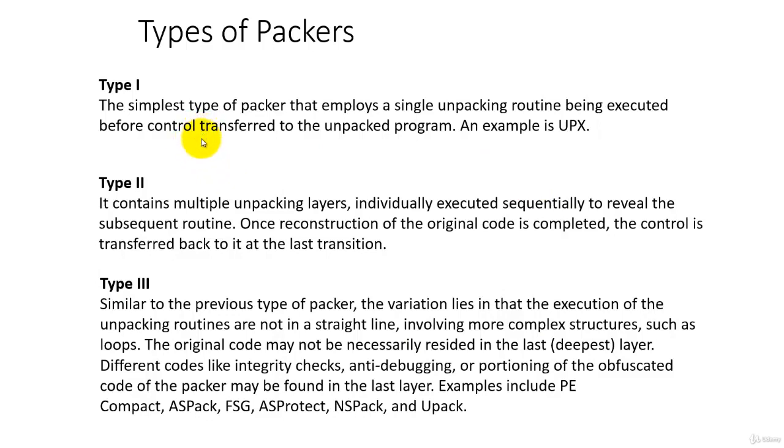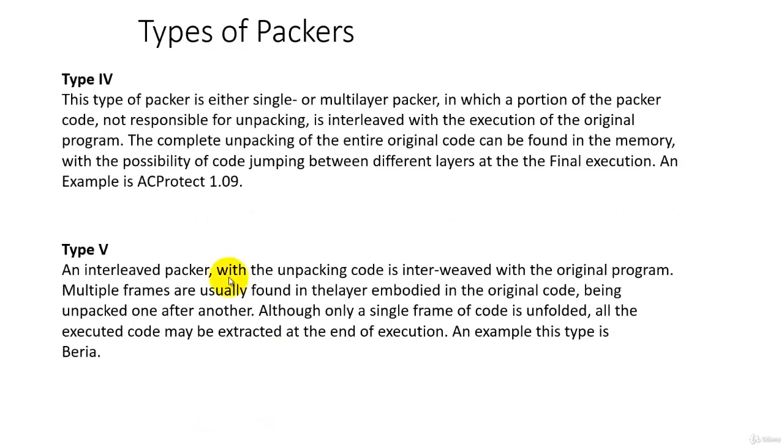And there are several types of packers. Type 1 is the simplest packer of all. An example is UPX. Type 2 contains multiple packing layers. Type 3 is similar to Type 2, but here it involves more complex structures like loops and also different codes like integrity checks, anti-debugging, and so on. Examples would be PECompact, ASPack, ASProtect, NsPack, and so on. Type 4 packer is either single or multi-layer packer, in which a portion of the packer code not responsible for unpacking is interleaved with the execution of the original program.